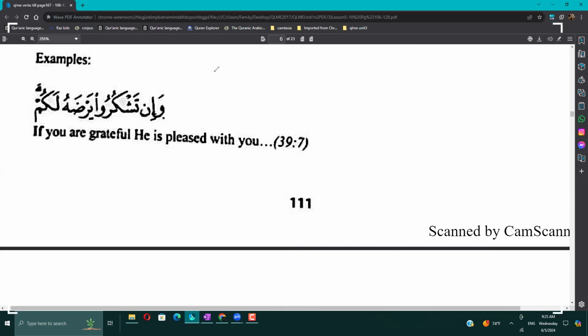So here, tashkuru. What is happening to tashkuruna and which is the jussive particle here? Can someone tell me? In is the jussive particle. Tashkuruna is becoming tashkuru. Very good. And what about yardahu? It's yarda. The ya is dropped here. We are going to learn the weak verbs in future lessons. For now, because of in, it makes both the mudare majzum. If you are grateful, then he is pleased with you. So before moving to the next part, let me explain more about in, what exactly it does.